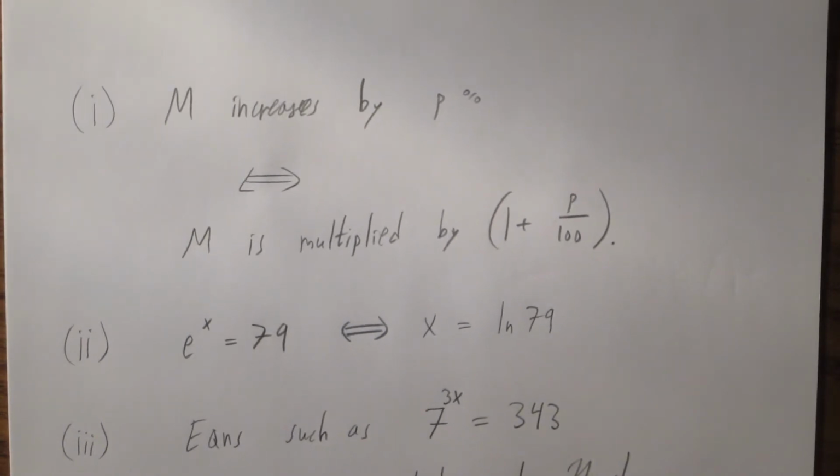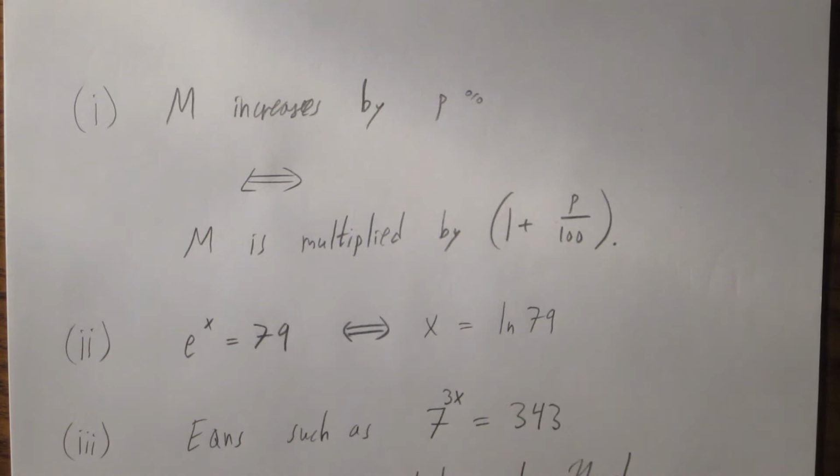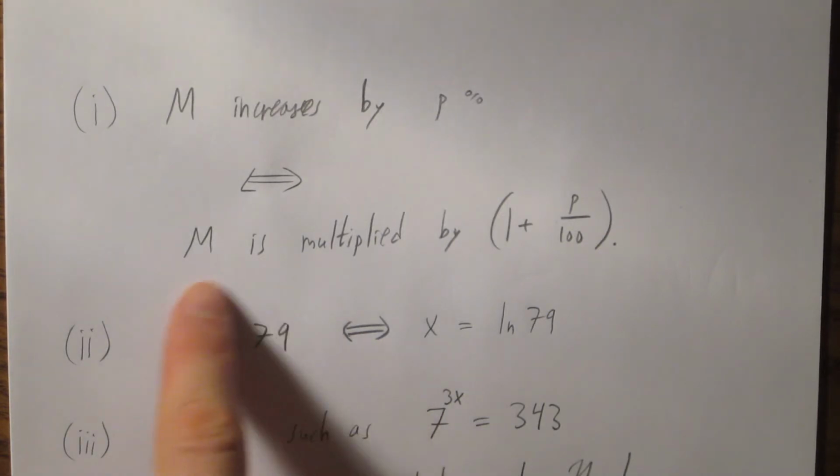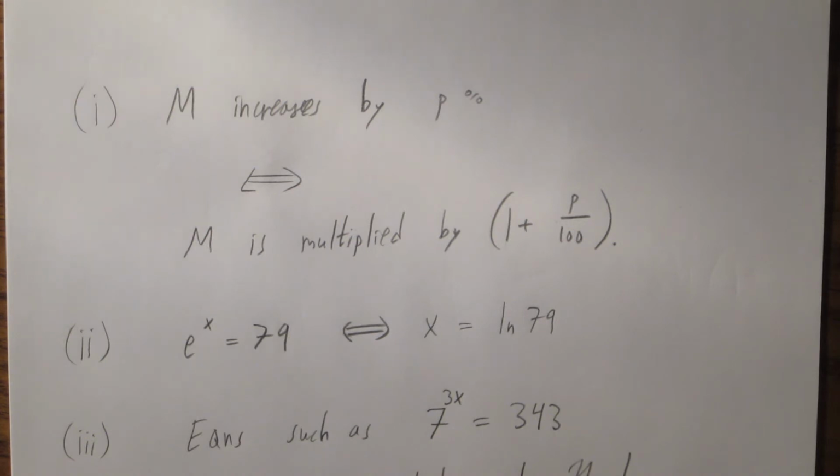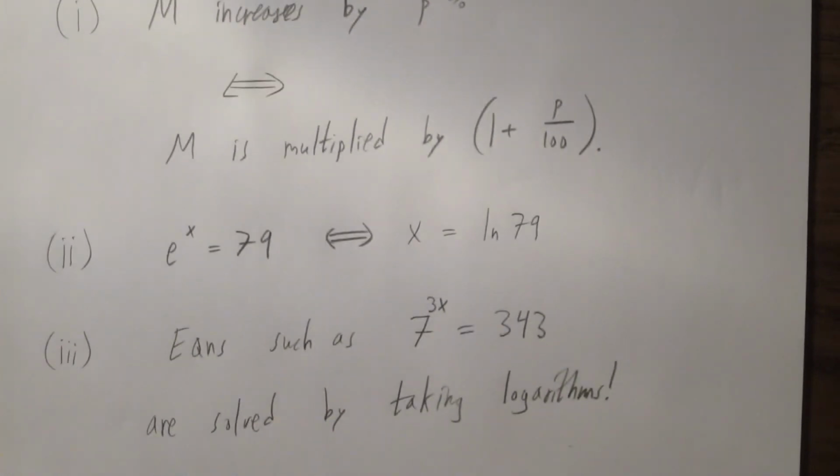Secondly, if e to the power of something is 79, that something needs to be ln of 79. An equation like this one, but of a more general look, will be something like 7 to the power of 3x is some number, for example 343. Such equations are solved by taking logarithms. This is very important to remember.